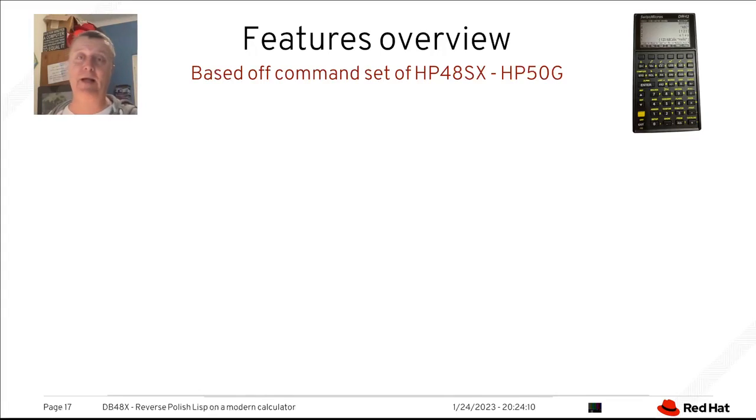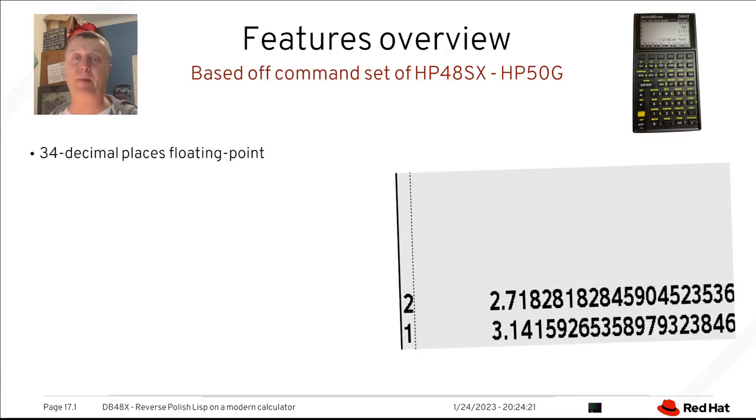Let's start with the features that I implemented today, and that's essentially based off the command set of the whole series from the HP48SX to the HP50G. The Intel floating point library that ships with the platform gives me 34 decimal places for floating points. So you see E and pi here with the number of digits that were computed by running the exponential of 1 and 4 times the arctangent of 1.